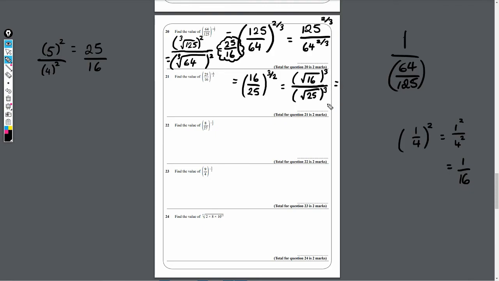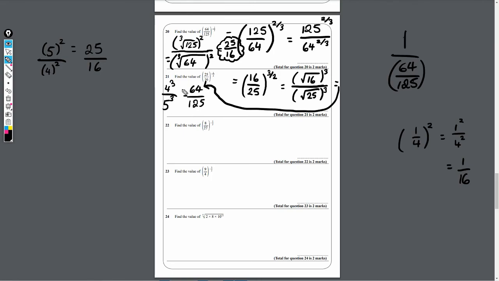So what would that give us? So if I do it over here, just so we've got room, well the square root of 16 is 4, so that's 4 cubed, divided by the square root of 25, which is 5. So that's 5, and then we cube it, so 5 cubed. So 4 cubed, that's 4 times 4, which is 16, times it by 4 again, gives us 64. And then the 5 cubed would be 125.